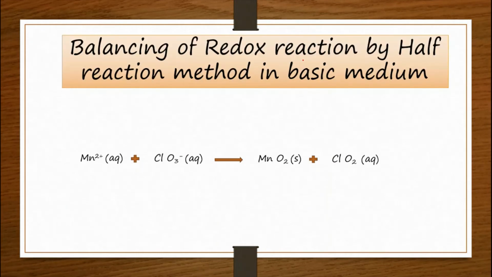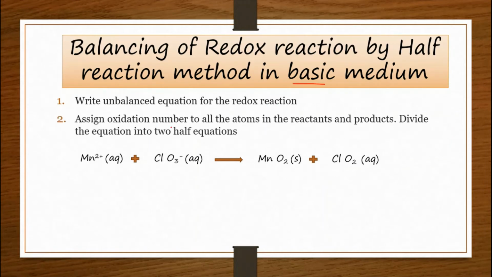Now balance the redox reaction by half reaction method in basic medium. First of all, you have to write the unbalanced equation for the redox reaction. Then assign the oxidation number to all atoms in the reactants and products. So here, these are the oxidation numbers of all the atoms. Now identify which one gets oxidized and which one gets reduced.